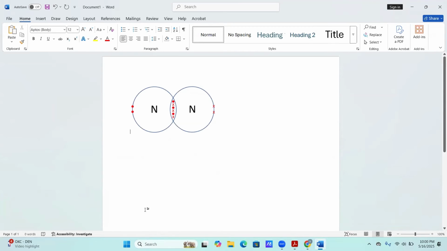This is the electronic structure of nitrogen molecule. Always in outer energy level of nitrogen, it should have 5 electrons. Then you can see there are 2 electrons as lone pair electrons and other 3 electrons are making 3 bonds with the next other nitrogen atom.